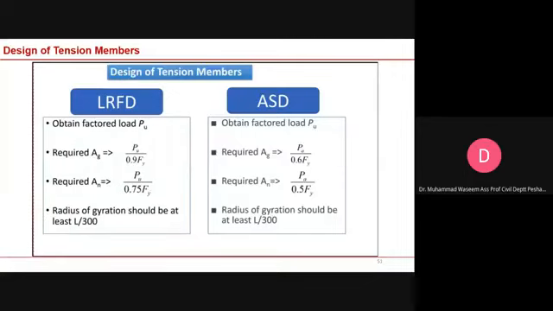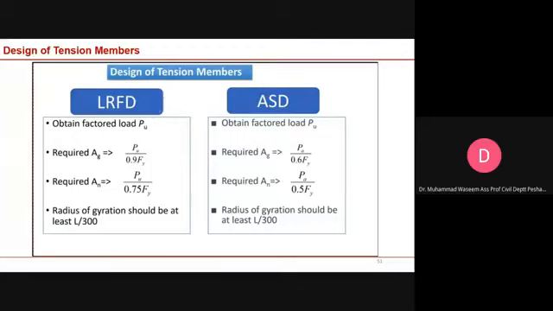Bismillahirrahmanirrahim. Welcome to week 6 in steel structures. First, we will discuss the leftover part, which was about tension members. We discussed tension members, but we didn't discuss the design of tension members. So in the first half of the lecture, we are going to discuss the design of tension members.